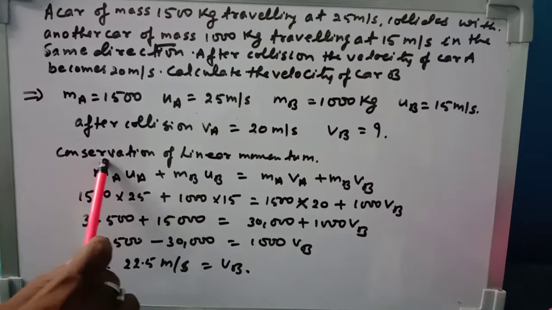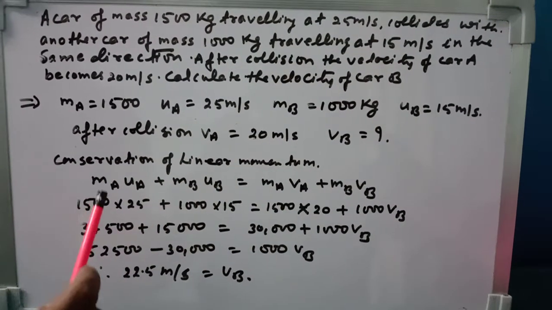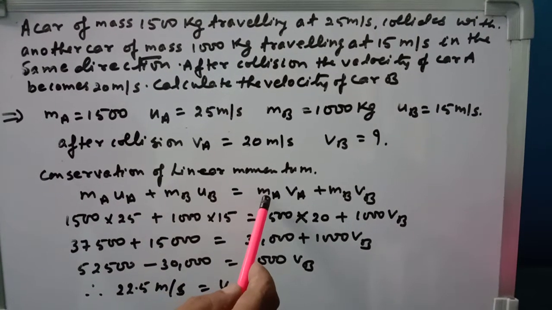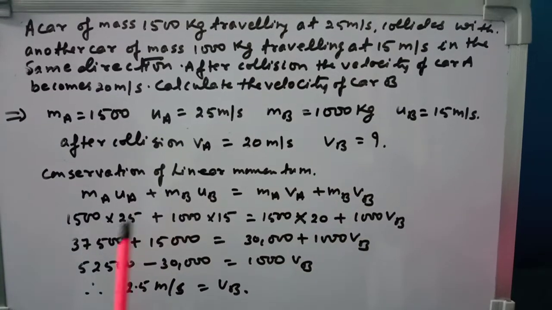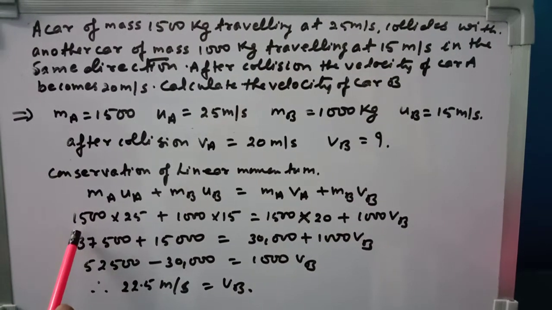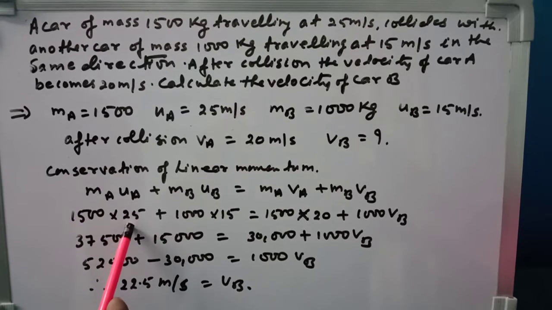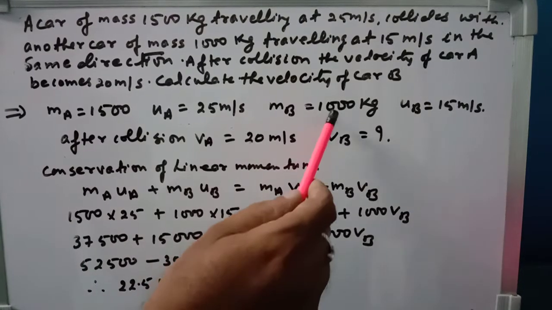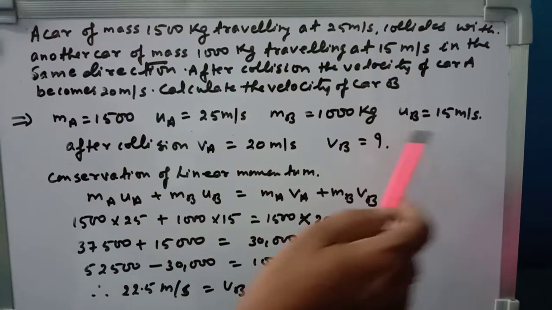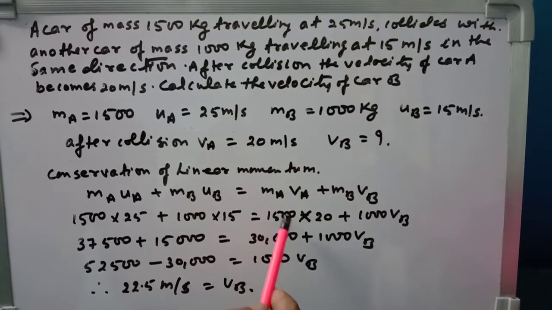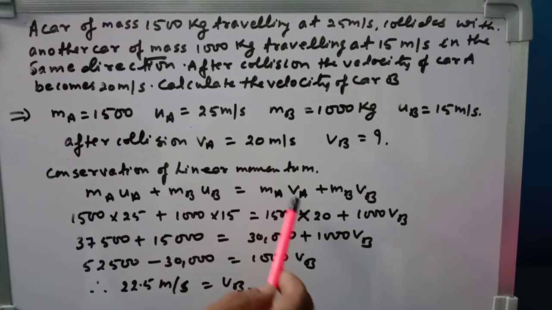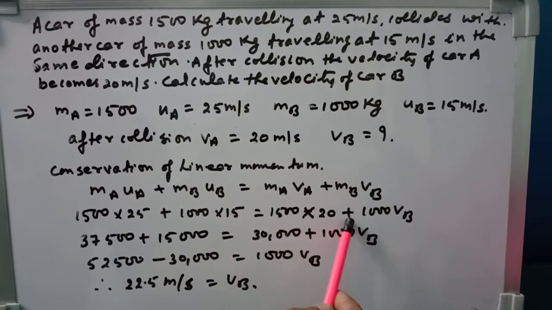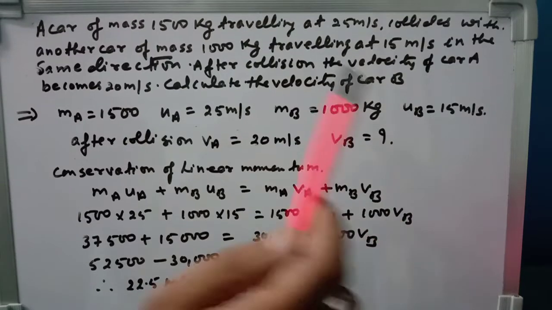Now I have applied the conservation of linear momentum. What is that? MA UA plus MB UB is equal to MA VA plus MB VB. Now mass is given as 1500 kg multiplied by 25 meter per second, the initial velocity of the first car. Mass of B is 1000 kg multiplied by 15 meter per second, is equal to mass of the first car, 1500, the final velocity is 20 meter per second, multiplied by 20, plus 1000 into VB. VB we have to find.